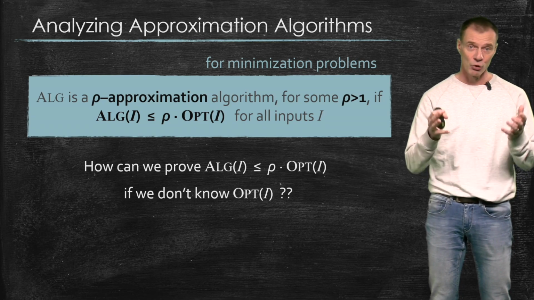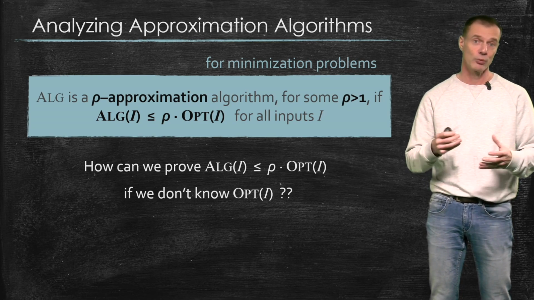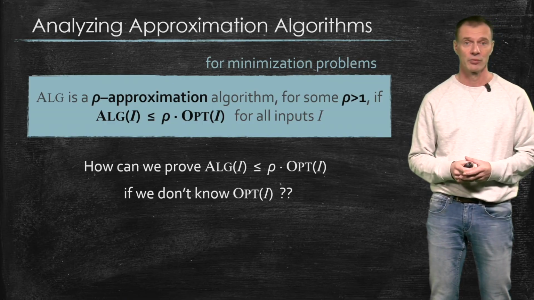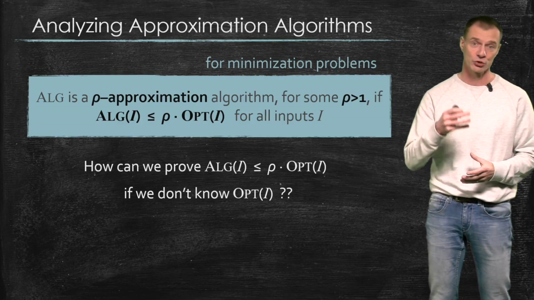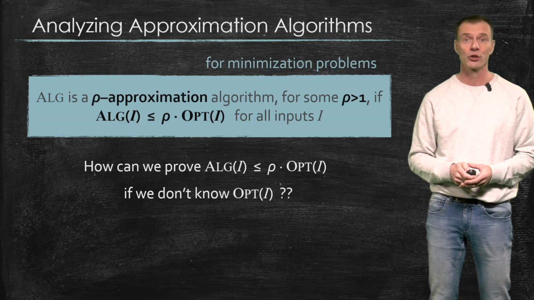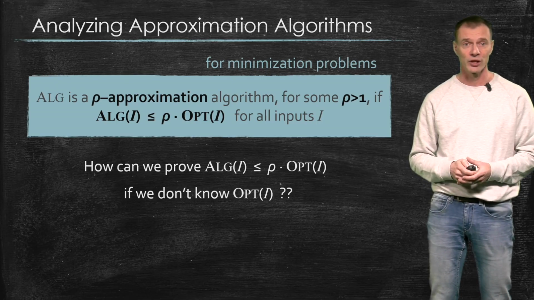Because the problem is, we don't know what OPT is. Right? If we could compute OPT, then we would not need an approximation algorithm. So the question is, how can we prove that something is at most rho times OPT if we do not know OPT? So the way to go about this is the following.